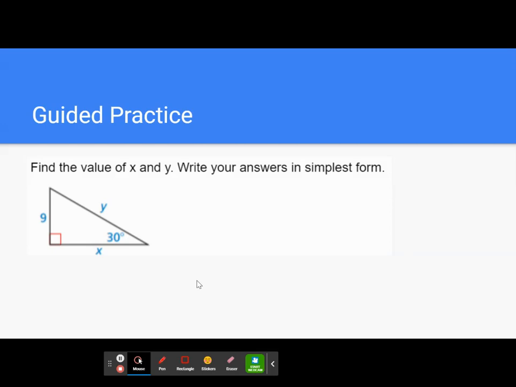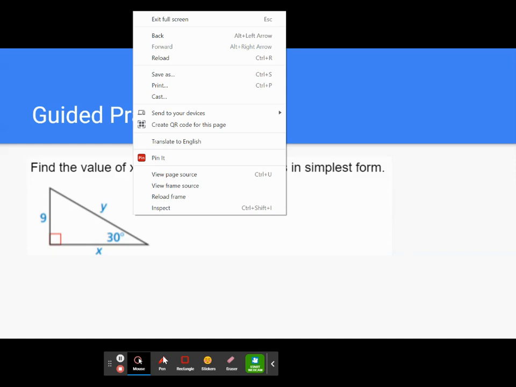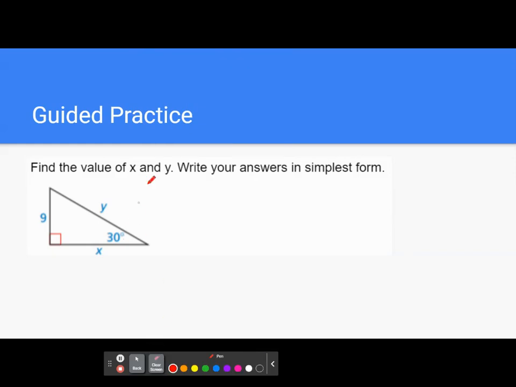I never trust myself. All right, if I can have your attention, please. On this one, you should have gotten that X equals 9 square roots of 3, and you should have gotten that Y equals 18. Does anyone need to see me work that one out? Okay, try the next one.